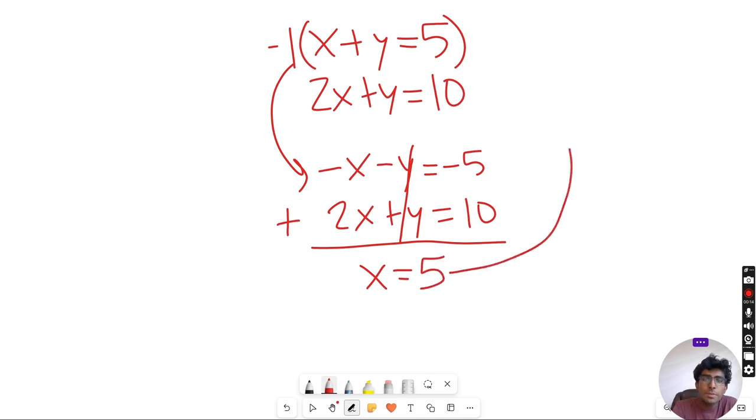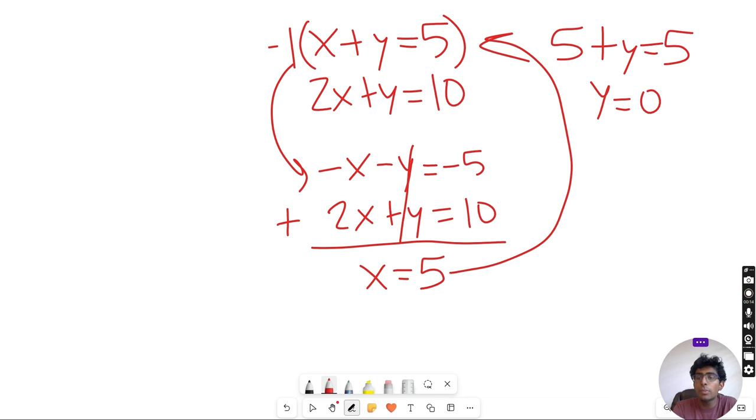So now we can plug this back into this original equation here. And we substitute 5 in for x. So 5 plus y equals 5. So y is going to be 0. Simple one-step linear equation. So our answer is going to be x equals 5, y equals 0. Or you can write it as an ordered pair of 5, 0.